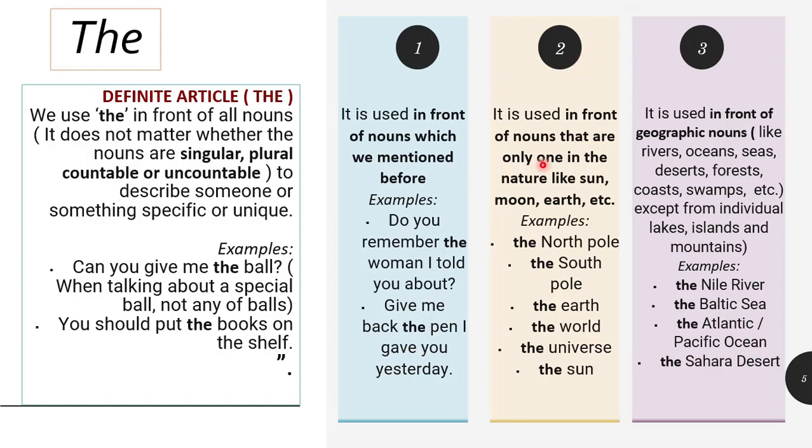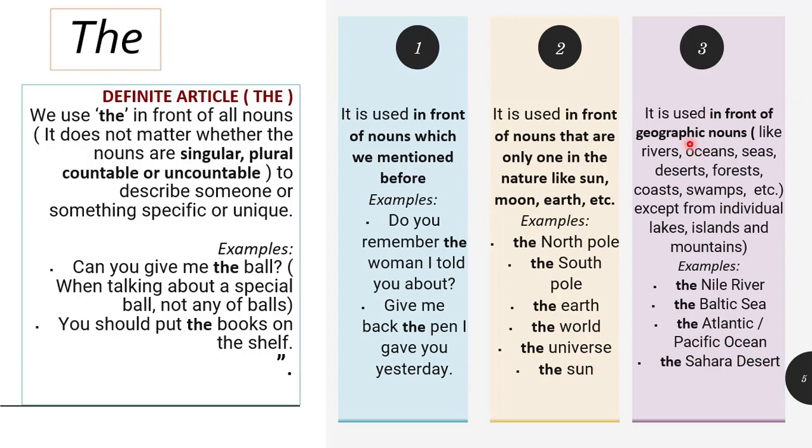The next one, number 2, it is used in front of nouns that are only one in nature, like the sun, the moon, the earth, and so on. The North Pole, the South Pole, the earth, the world, the universe, the sun, it is only one. If it is only one in the universe or nature, use the.